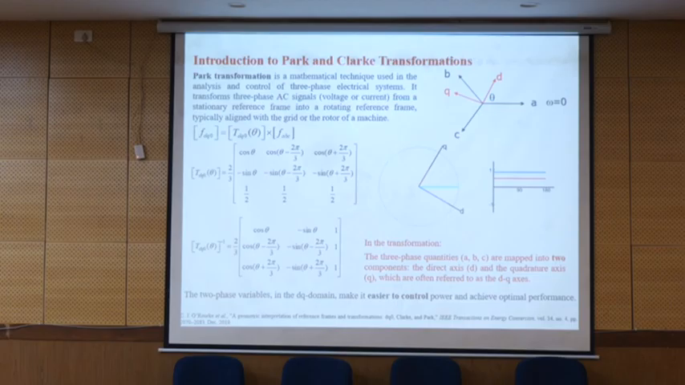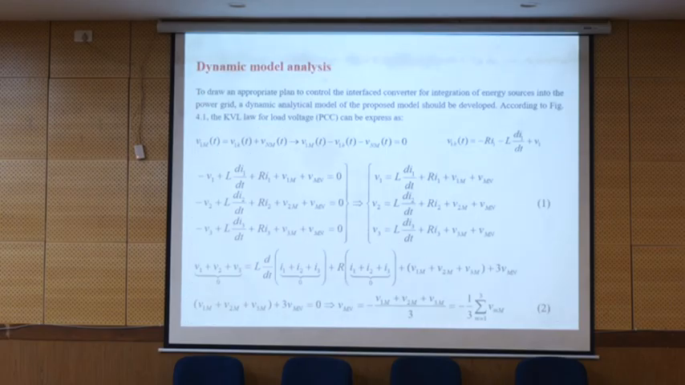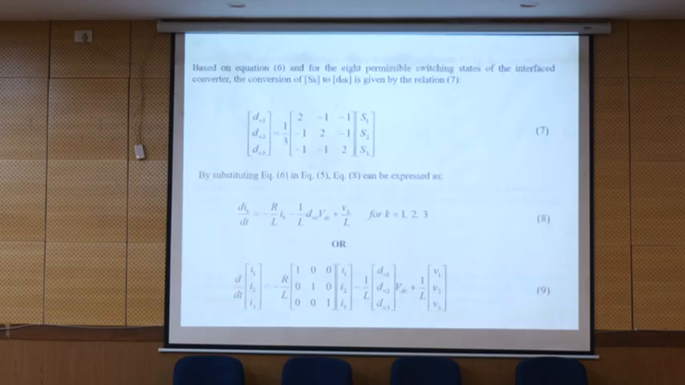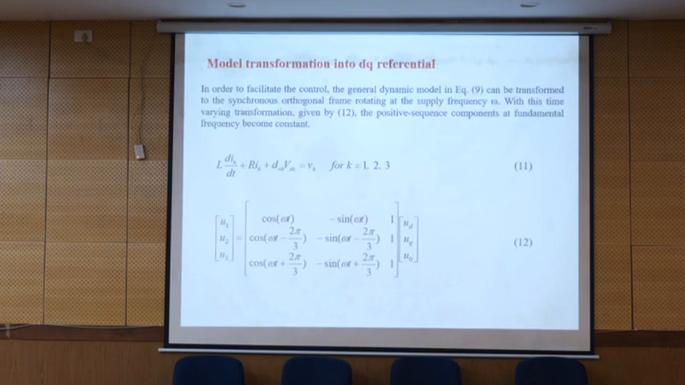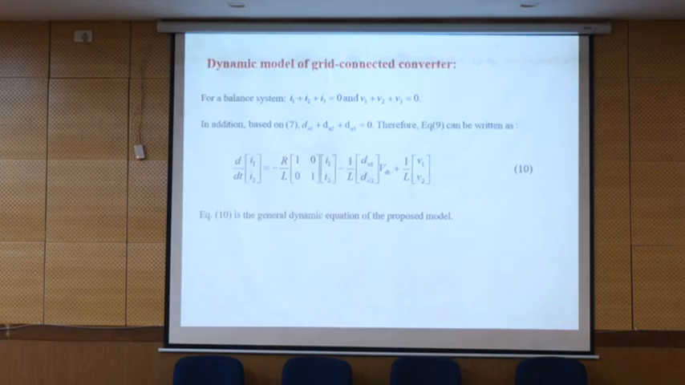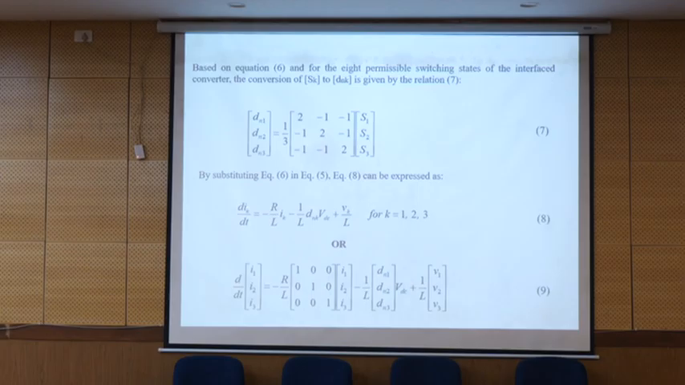So now we are going to get back to the dynamic model we obtained for the system and transfer it to DQ. If we get back to the three-phase definition we had, it was like this: di_ka/dt is equal to minus R over 2L i_ka minus 1 over L d_ka V_DC plus V_ka over 2L. Okay? Now we are going to transfer it.